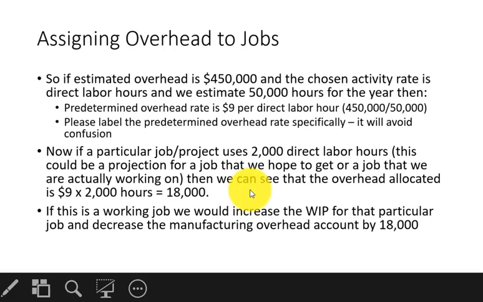Now, you could do this multiple times. For instance, if in May you had 1,000 direct labor hours and you assigned $9,000 in May, and then in June there was another 1,000 hours of direct labor and do another 9,000. You can do it in pieces, or you can do it kind of at the end of the job when you know all the direct labor hours that are done. Okay?